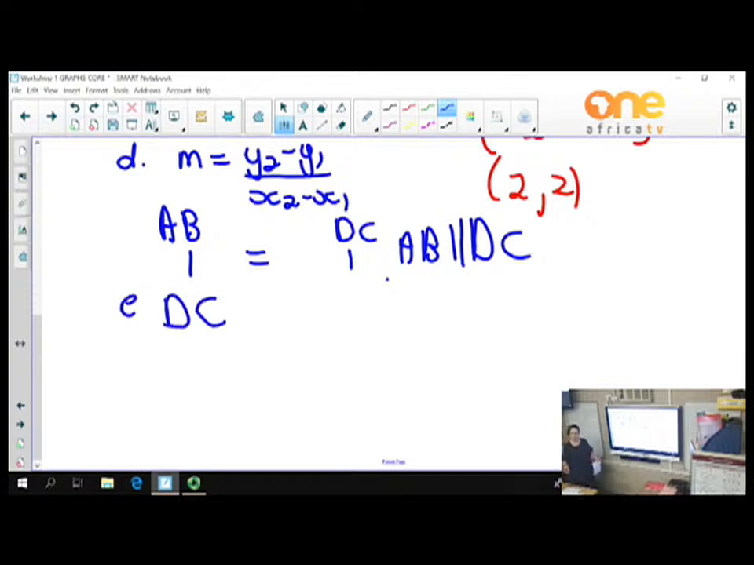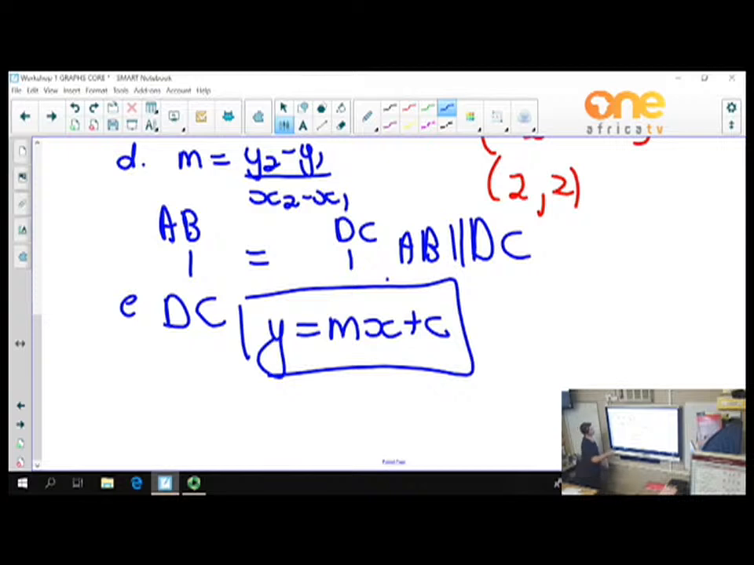DC. So what do I want? If I must obtain the equation, what do I want? What is the equation of the line? So we said, what we want is M and we want C. We already have the gradient. So Y is equal to 1x plus C.